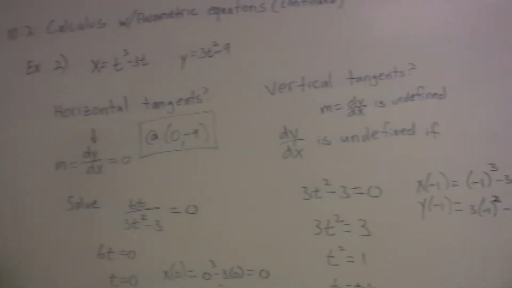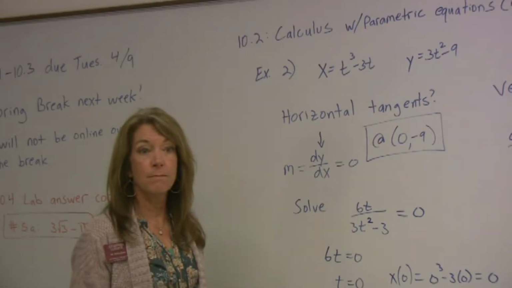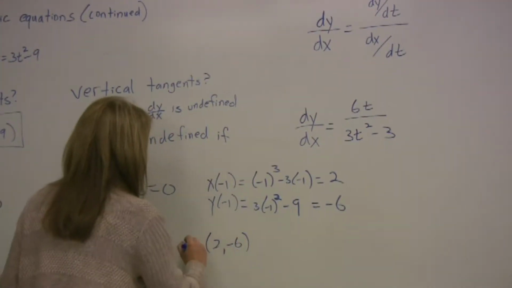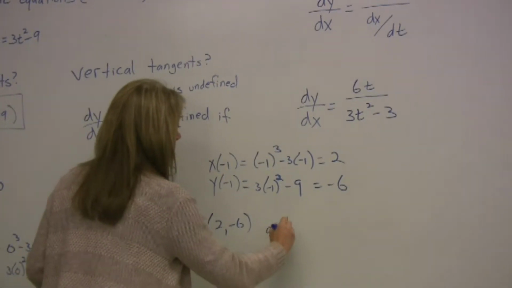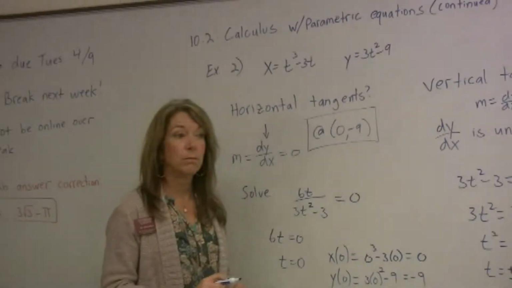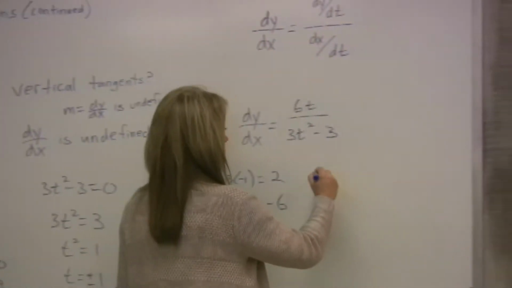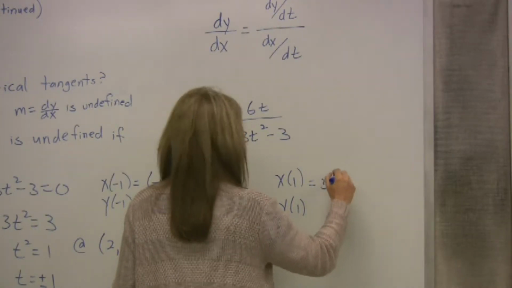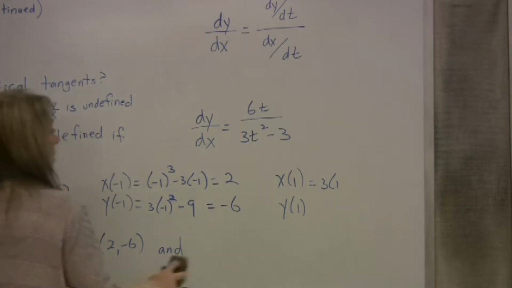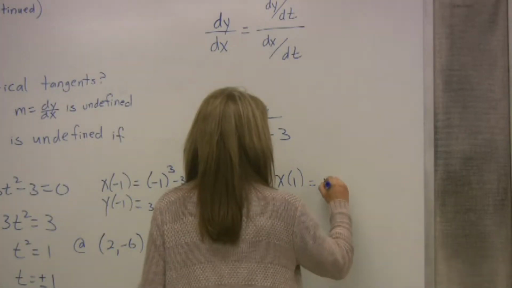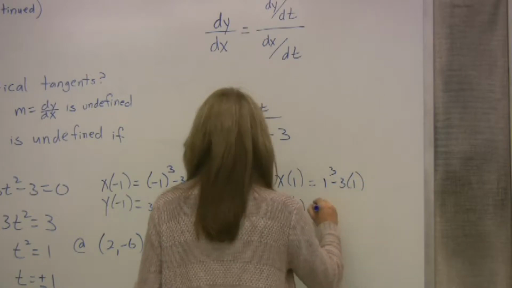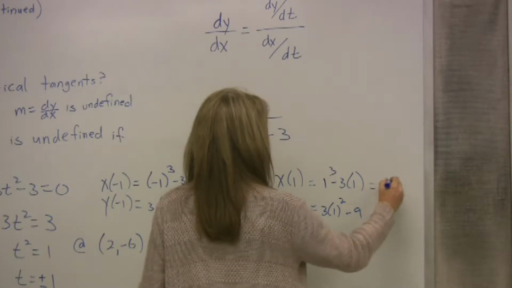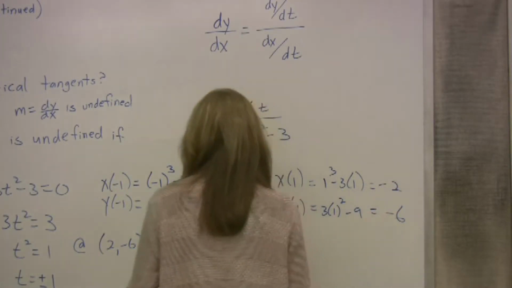So what's that tell me? 2, negative 6 is one of the points. And let's find the other one. Plug 1 into the x and y's. Three times 1 cubed minus 3 times 1, and 3 times 1 squared minus 9. I get negative 2, negative 6.